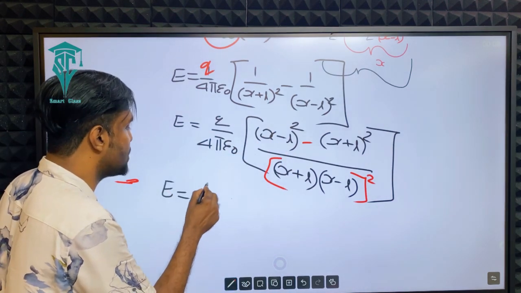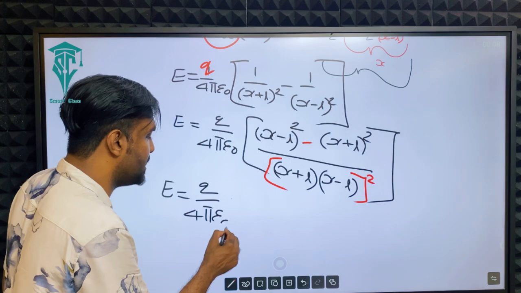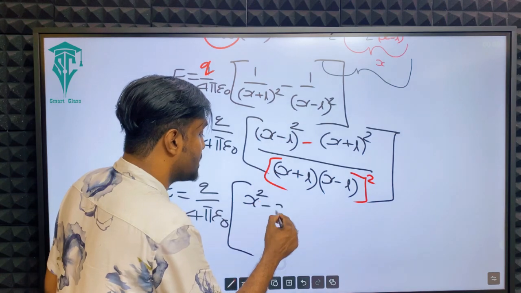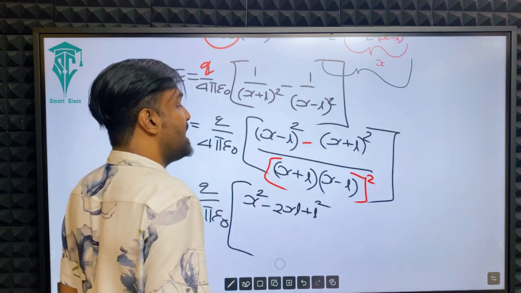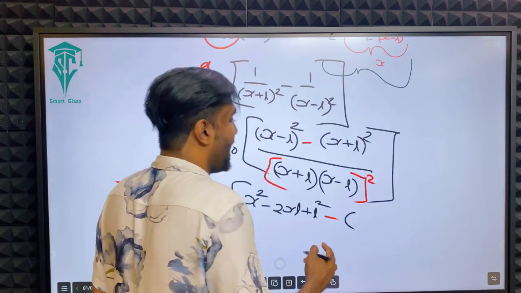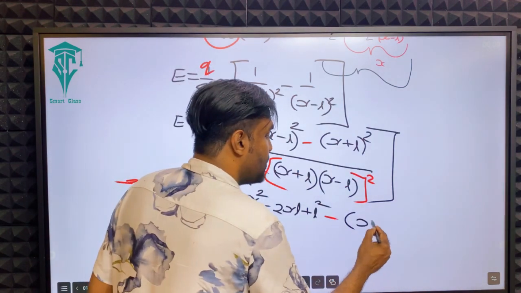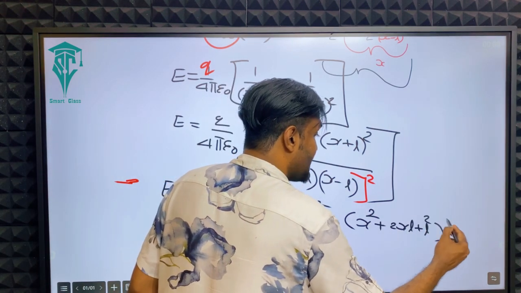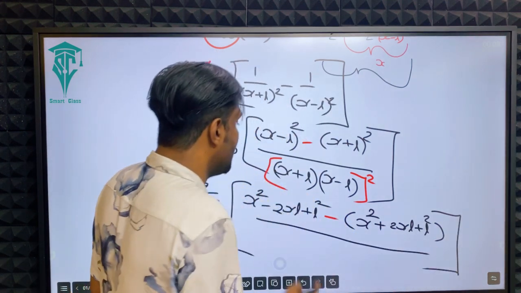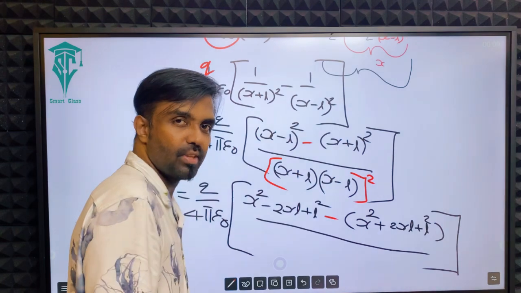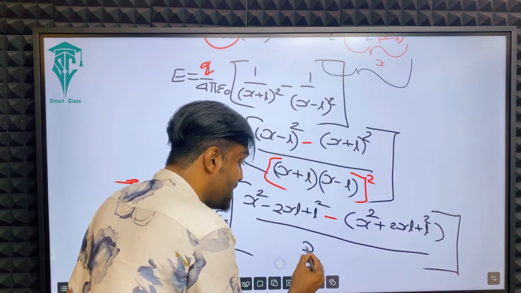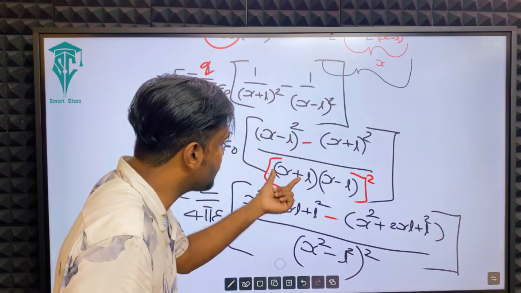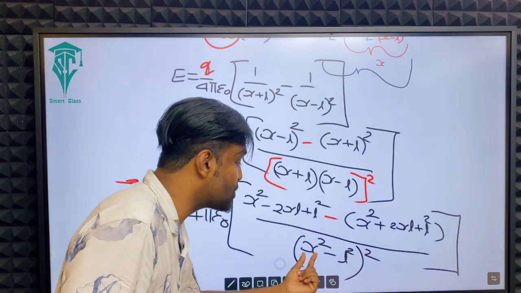So the electric field intensity is equal to Q by 4 pi epsilon 0, and in the remaining bracket, (x minus L) the whole square will be x square minus 2xL plus L square, and there we have the minus sign. Please open a small bracket and expand (x plus L) the whole square. That will be x square plus 2xL plus L square, and close that bracket. There is a big bracket, and the denominator will be a plus b into a minus b, which will be a square minus b square. The whole square will be there.